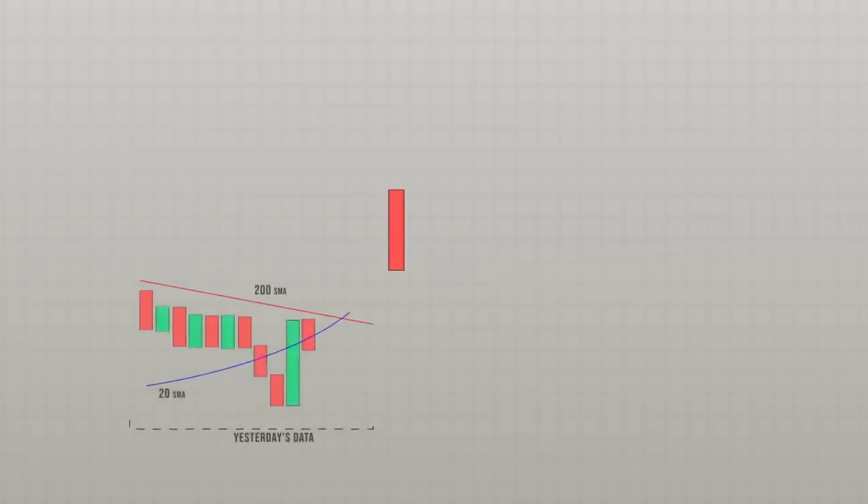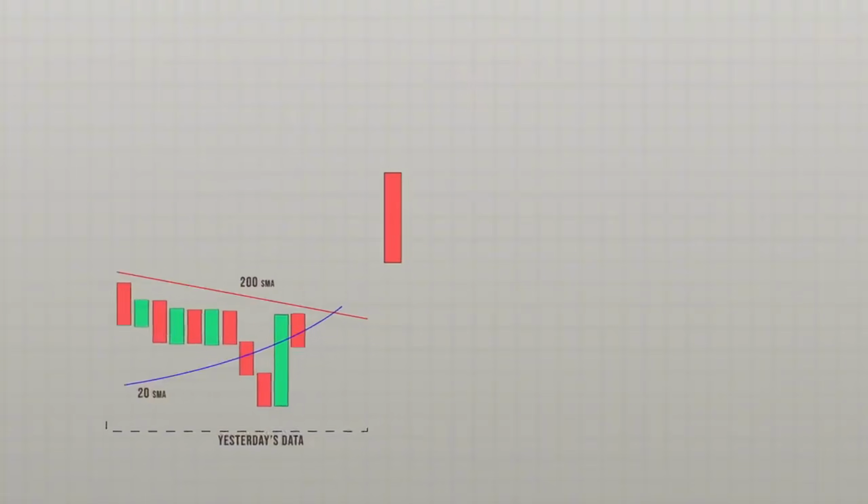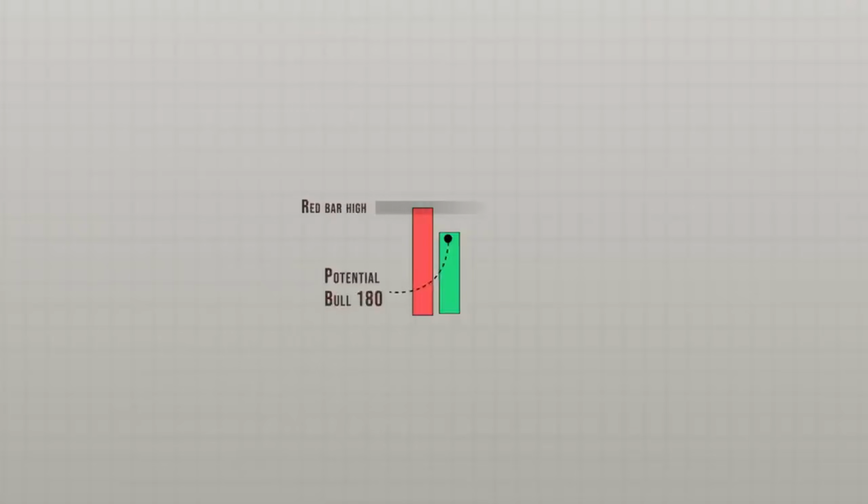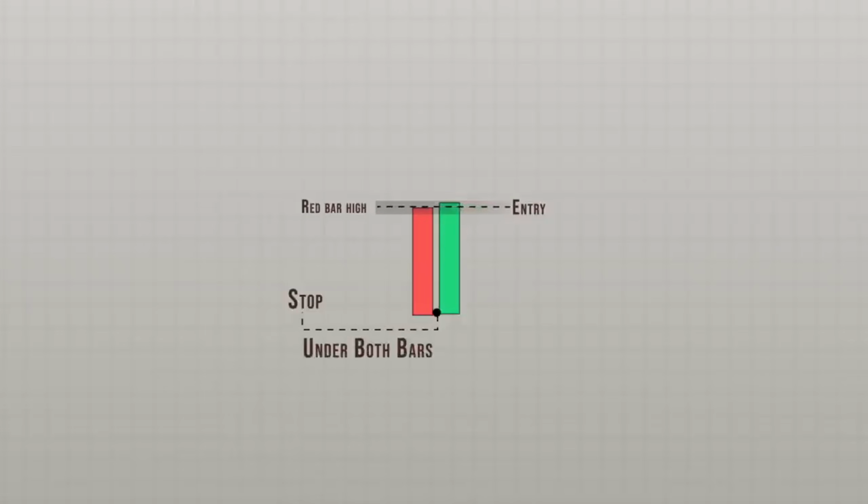I want you to imagine one of your stocks has this nice solid red bar, but you see this stock have no follow through so far and start to climb and climb and climb. You're watching this, and as it approaches the high, you're like, whoa, if this takes out the high, this is a bull 180. You're seeing the potential bull 180 form right in front of your face. And boom, right there is your entry. Boom. Your protection needs to ideally be under both bars.